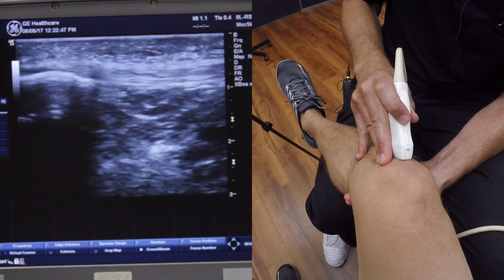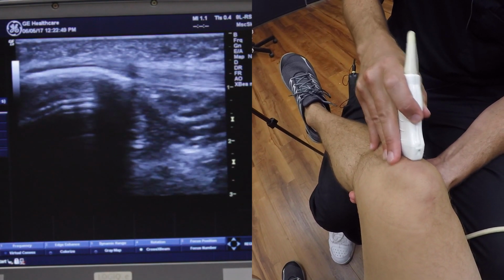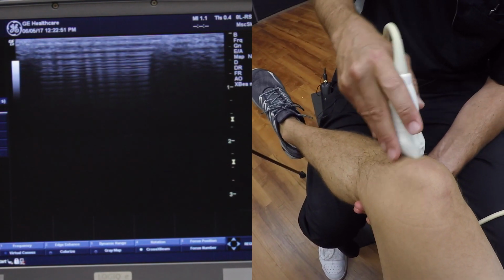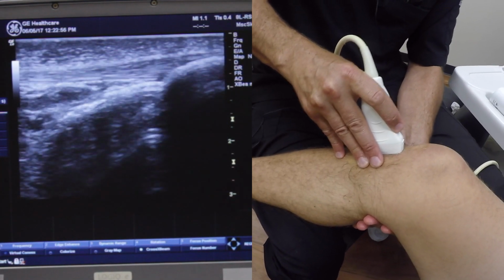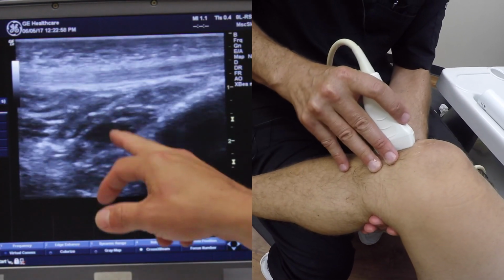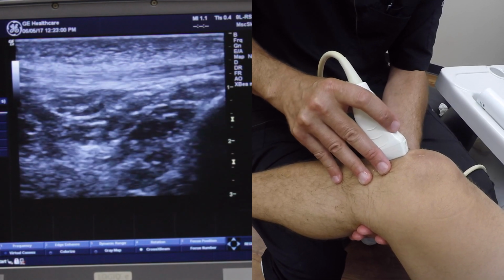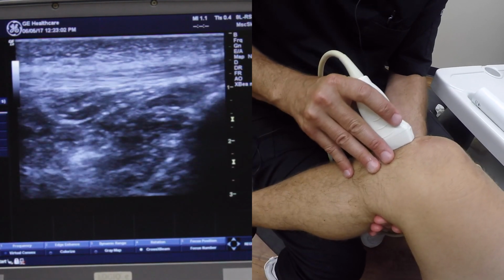Okay, so this is the patella tendon, and we're looking at it again from its proximal attachment here on the patella and kind of following it down to the tibial tuberosity. So what's all this down here then? We're looking behind the patella, we're actually looking inside of the joint.